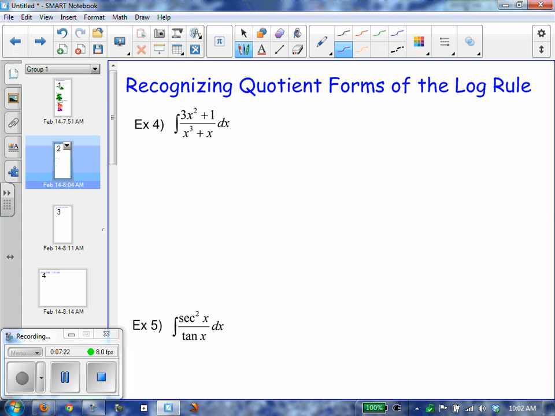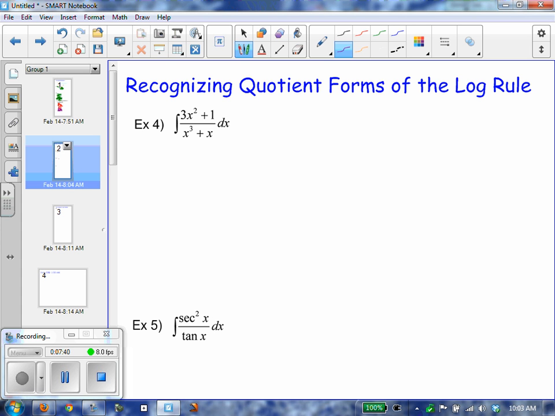We should still cut it into fourths. These problems, they work out nice. So recognizing quotient forms of the log rule, it's basically, you just don't change your plan. Stick to the plan, and usually things work out pretty good for you.